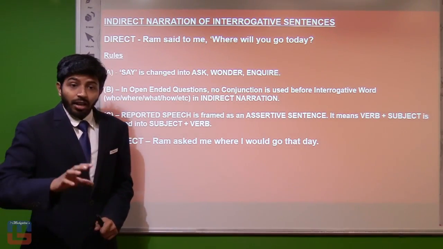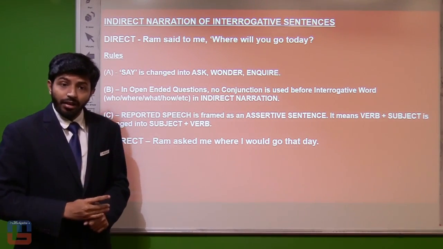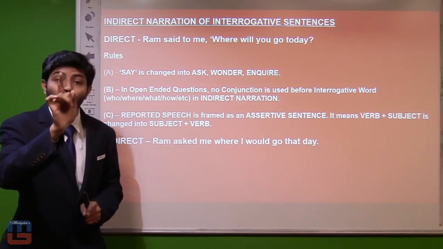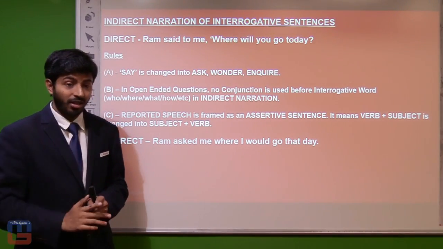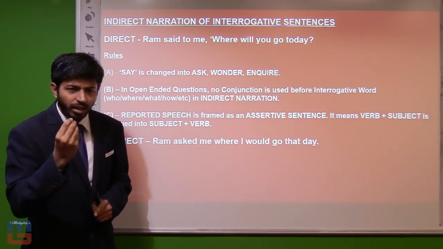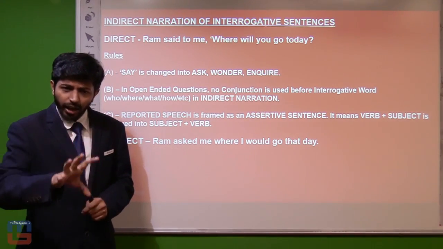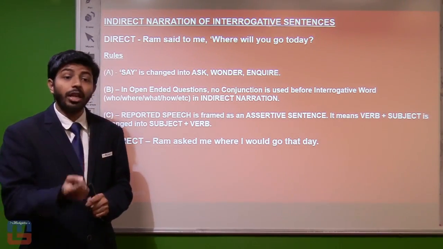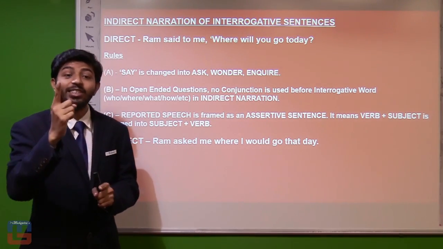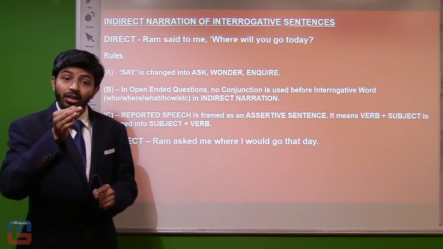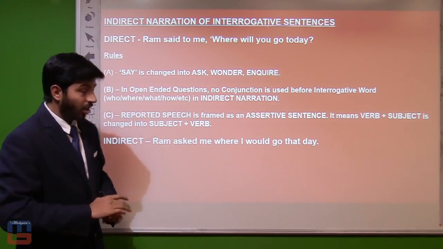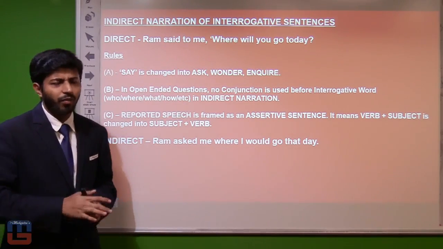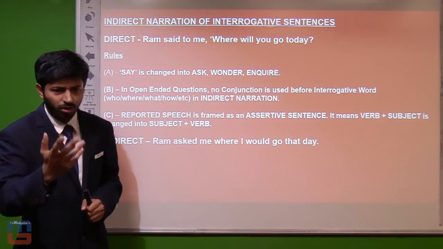Next, indirect narration of interrogative sentences which are based on WH words, WH question words. Now, what should we do when converting direct into indirect speech in which a close-ended question is not given and a WH word is added? The rule says, say is changed into ask, wonder, inquire when it is past. So asked, wondered, inquired.